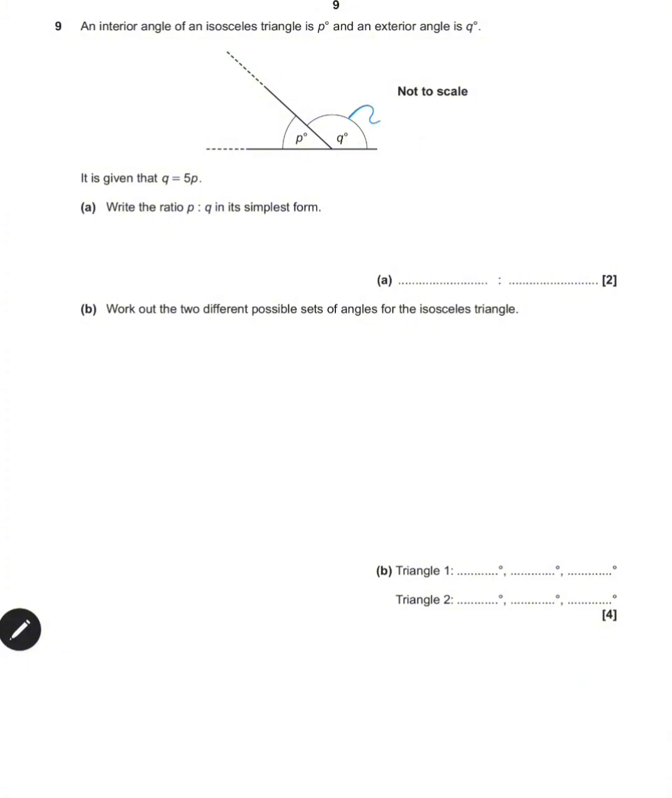Question 9, we're looking at a diagram that's saying this is the interior angle of an isosceles triangle, and then we've got the exterior angle. And it says, given that Q, so this angle, is 5 lots of this angle, write the ratio P to Q in its simplest form. Well, if this red one is 5 times this one, we can just say that P is 1 and Q would be 5 times more. So we're just going to write 1 to 5.